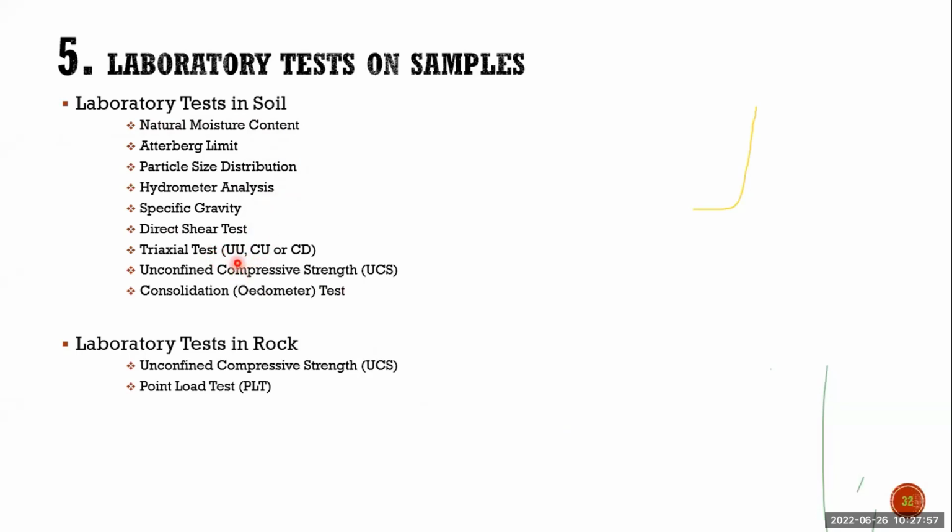Specific gravity of the soil, and direct shear test, triaxial test. So it can be unconsolidated undrained, UU, consolidated undrained, CU, or consolidated drained, CD. Then we will know the UCS, unconfined compressive strength of the soil. Based on this UCS also, we will know the shear strength properties of the soil. Then consolidation test to know the compressibility characteristics of the soil. These are the common lab tests we will perform. For rock, the tests are UCS, unconfined compressive strength test, and plate load test.